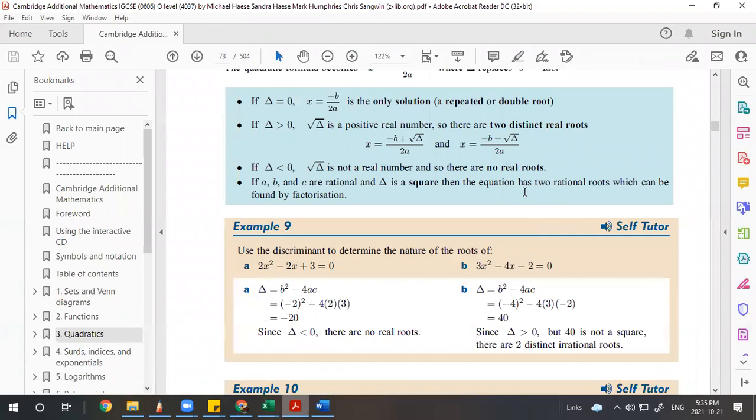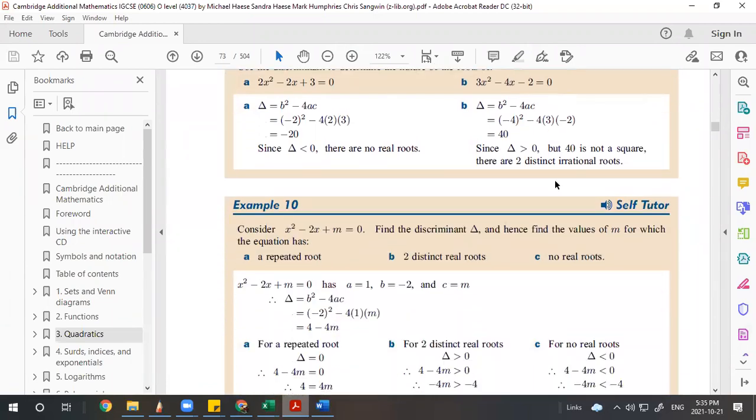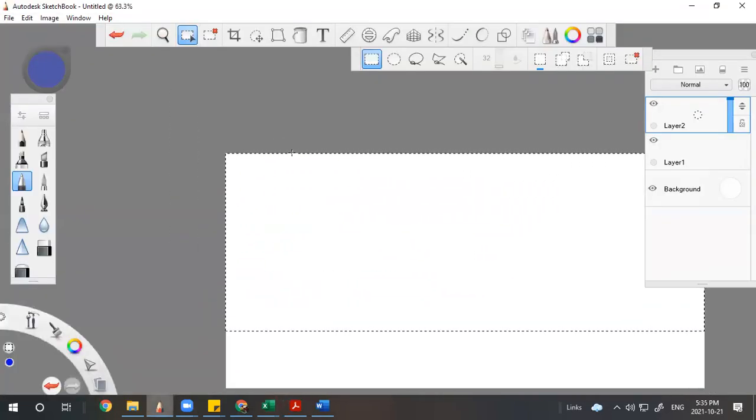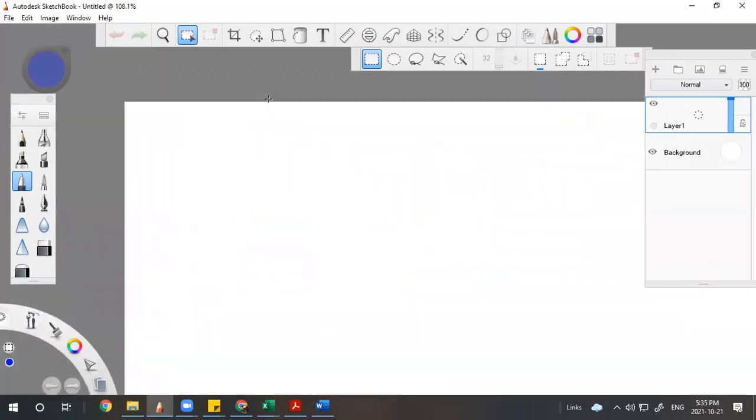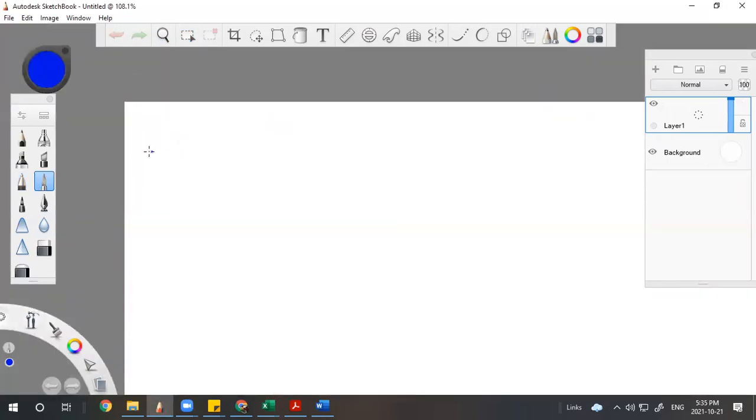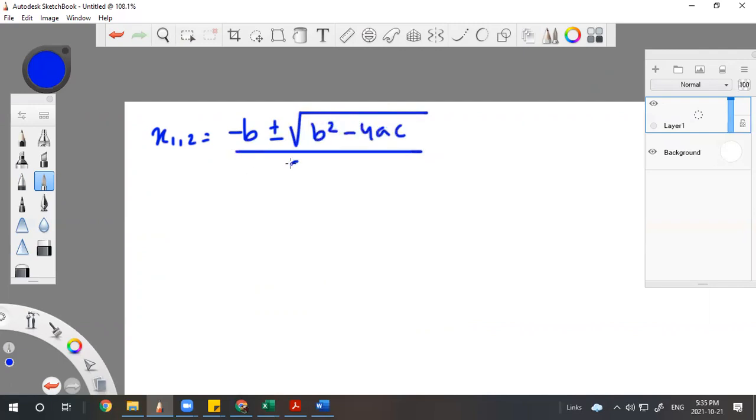Next, the discriminant. When we deal with the discriminant, we have 3 cases: repeated root, 2 distinct real roots, and no real root. We know the formula x1,2 equals minus b plus minus the square root of b squared minus 4ac over 2a, while b squared minus 4ac is called the discriminant.